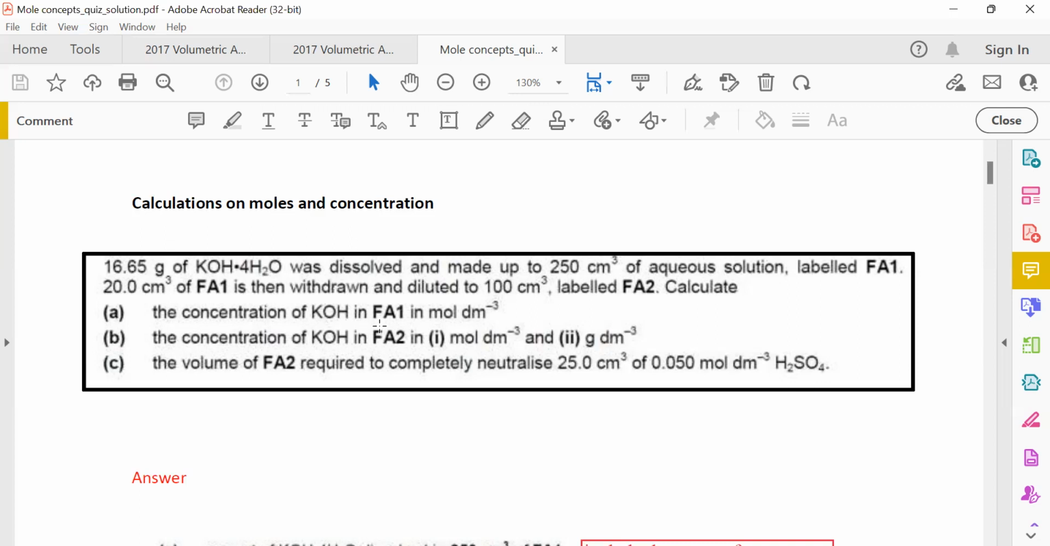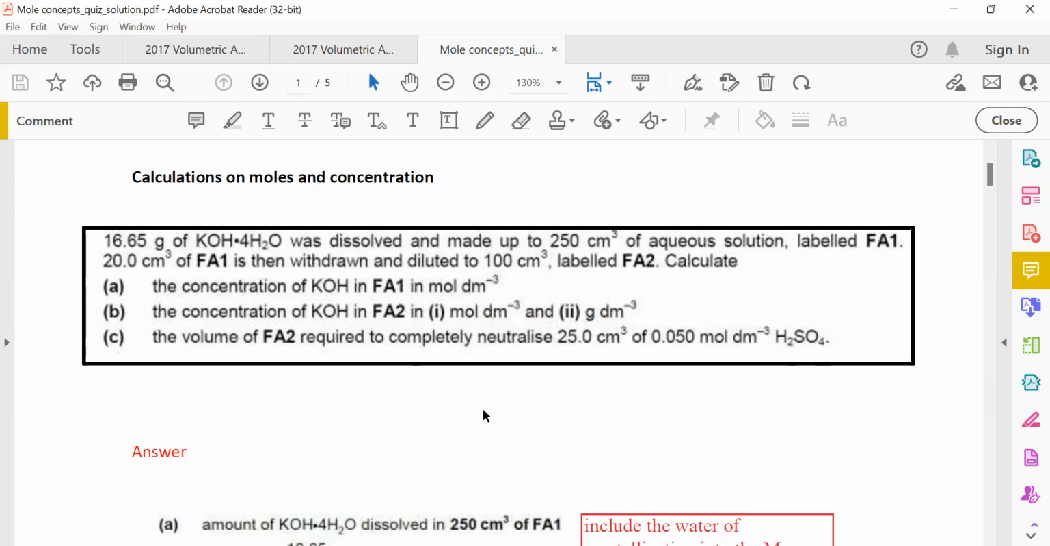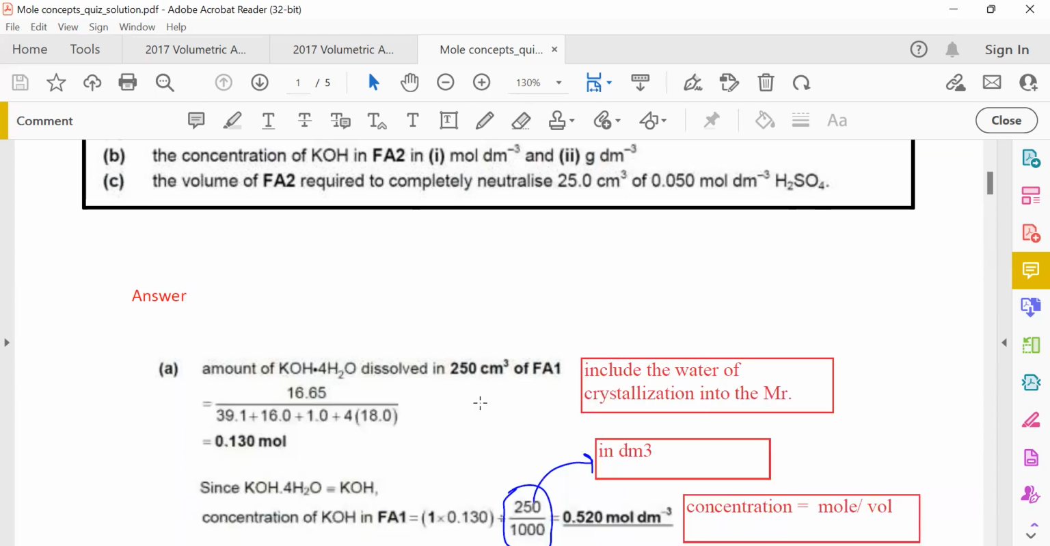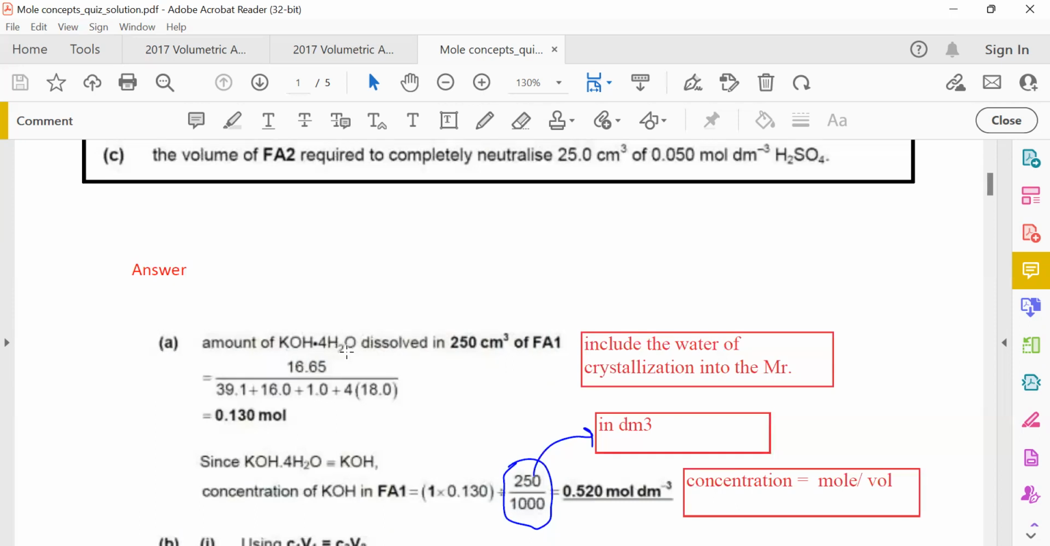First, you just need to calculate the concentration of KOH in FA1. So you know the idea of concentration is always taking the number of moles divided by the volume in dm cube. But of course, the trap here is that when you take the mass of the KOH with 4 moles of water, please remember to include the 4 moles of water in your Mr.